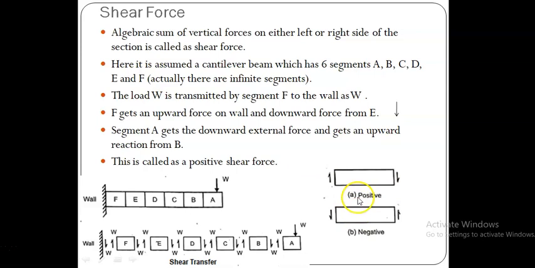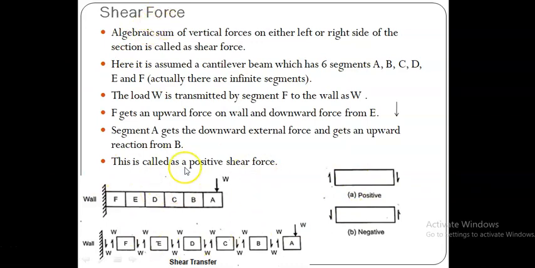Suppose we take this section, and this one is the left side and this one is the right side. Left up means positive, right down means positive, whereas left down means negative, right up means negative. We use this sign convention to find the algebraic sum of vertical forces at any particular section in order to calculate the shear force.